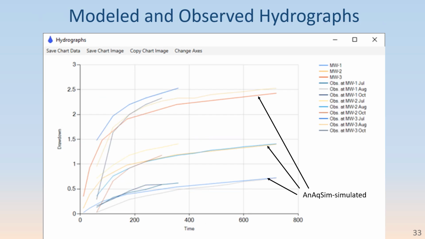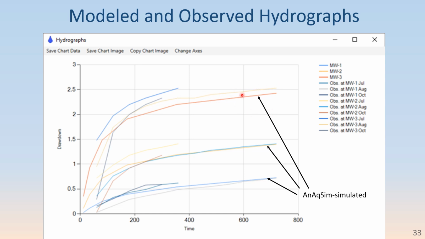Here is the Anaqsim model calibration comparing the simulated and observed hydrographs at those 3 observation wells. And for each of the 3 observation wells, there are 3 different dates when drawdowns were observed. And those are these shorter curves here in multicolors. And then the longer curves are the Anaqsim simulated curves. I guess some of the observed curves are long as well.